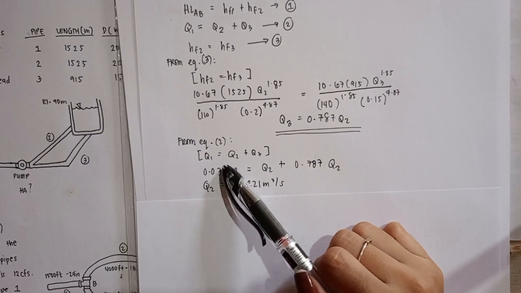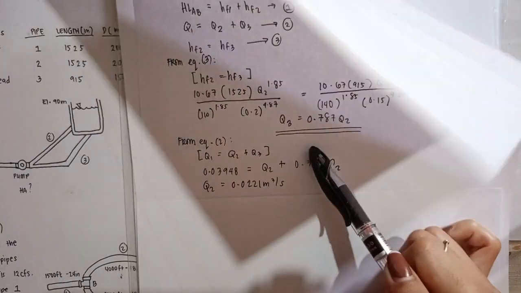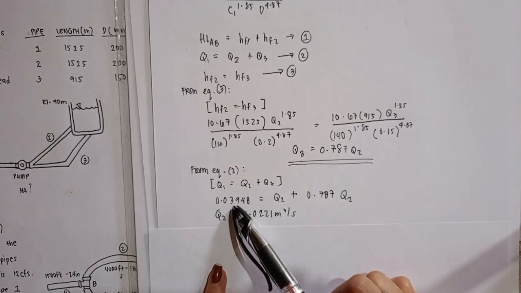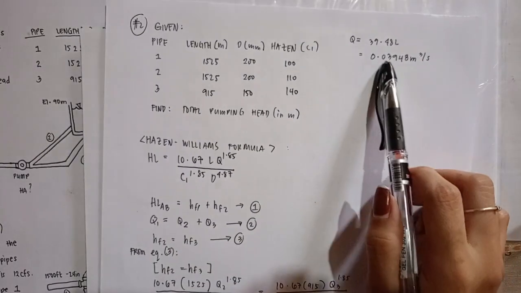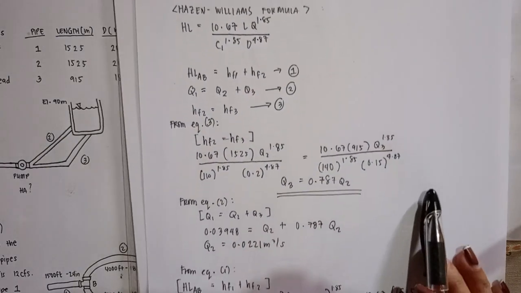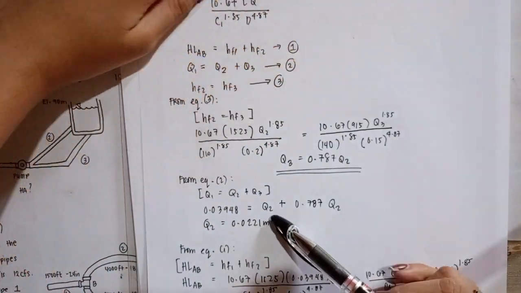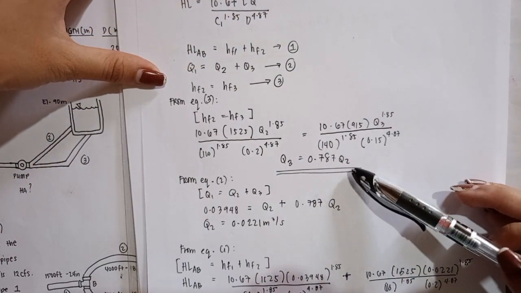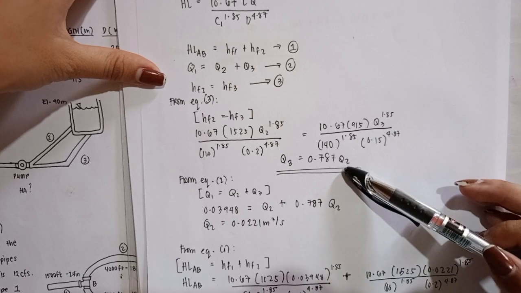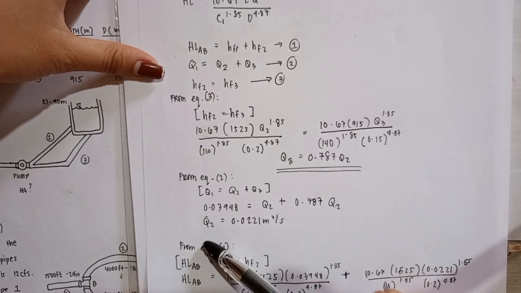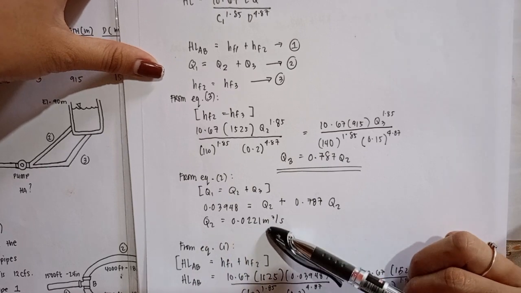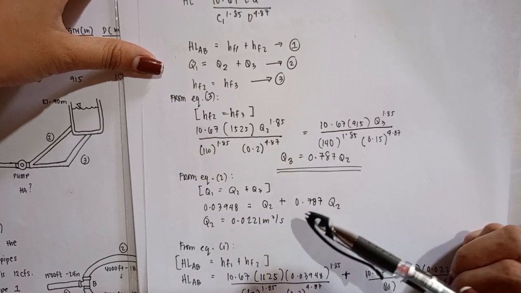And now from equation 2, we have Q1 is equal to Q2 plus Q3. This is all already given in the problem, right? This one. So 0.03948 is equal to Q2 plus 0.787 Q sub 2, what we got earlier. And we have an answer of Q2 is equal to 0.0221 meter cube per second.